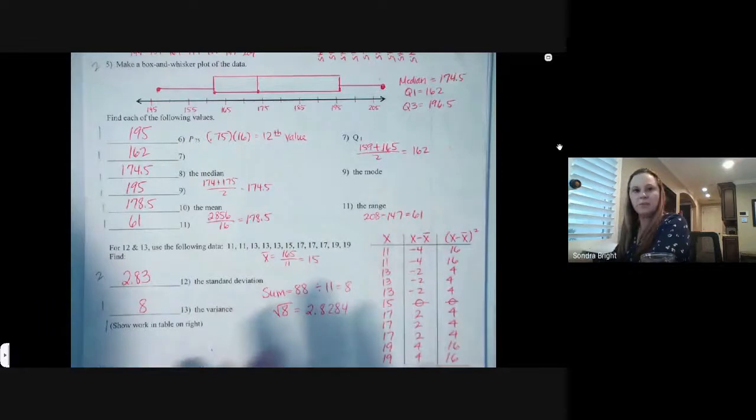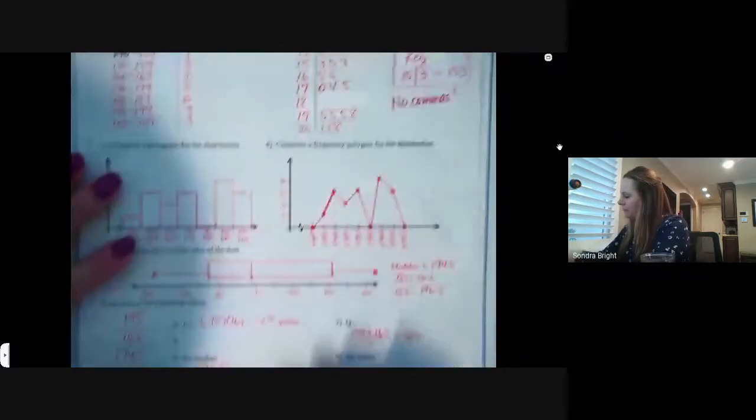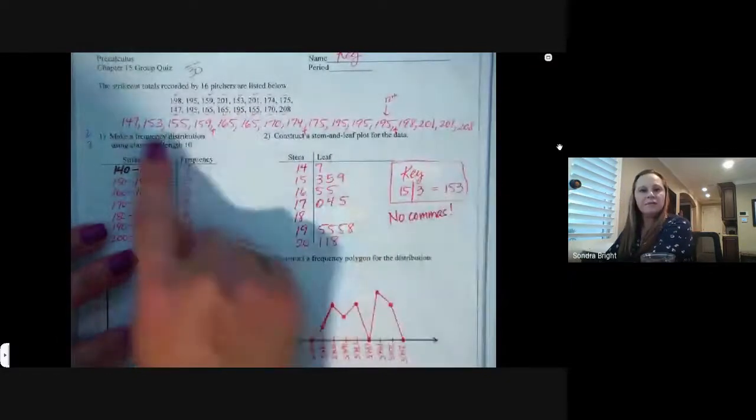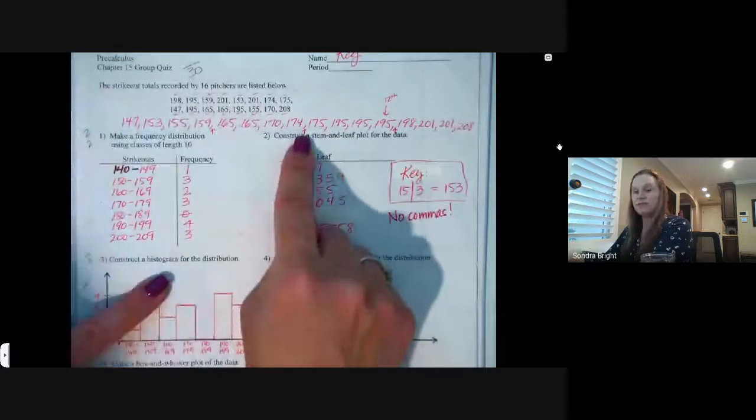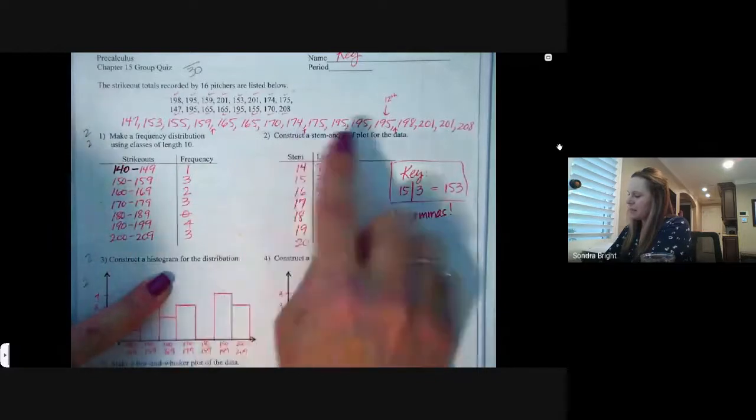So I went to my ranked data set here, and I counted in, and I found that the median landed right in between 174 and 175. So that's where I got a median of 174.5. And then you do include the 170 because the median is right in between those 2 points.